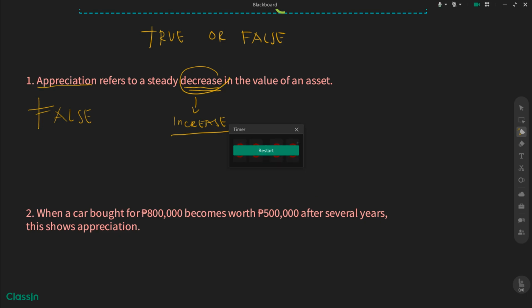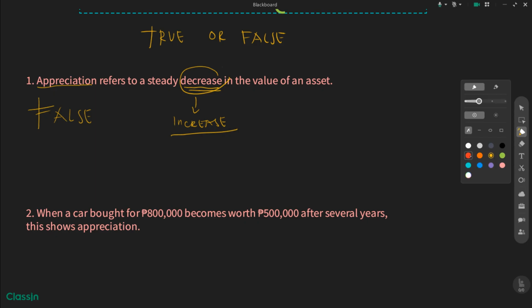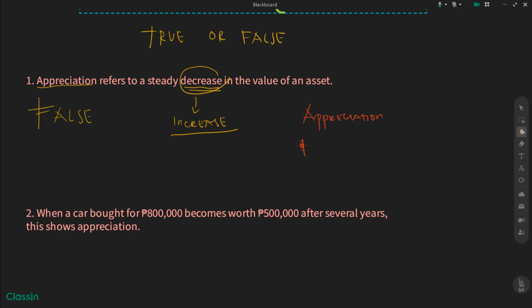All right, time's up. So again, let's review. We have to differentiate appreciation and depreciation. As I said a while back for question number 1, depreciation is a steady decrease in the value of an asset. So let's just put decrease. And appreciation refers to an increase in the value of an asset over time. This is an increase.